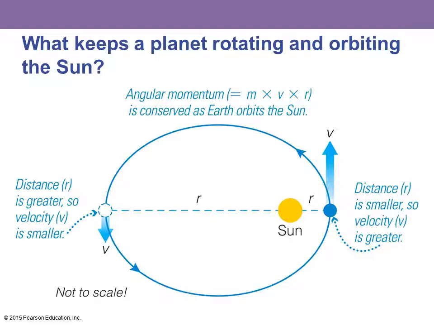In other words, it pretty much remains the same, but the speed of the planet, the speed of Earth in this case, will be changing as it moves around the sun. Now this ellipse is highly exaggerated. We're in an almost circular orbit, but just so you get the idea, the distance is smaller, so velocity is greater on the right, and over on the left the distance is greater, so the velocity is smaller. So there's this distance velocity relationship that keeps angular momentum the same all the way around.